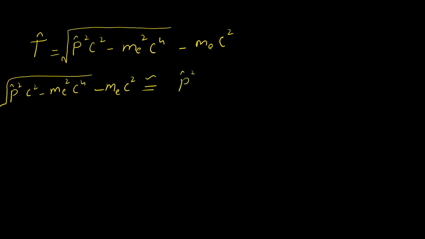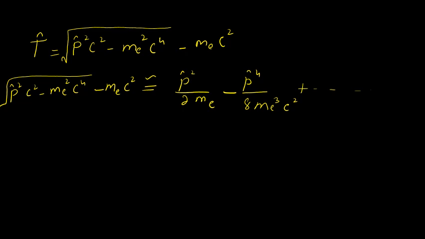is equal to P² divided by 2Mₑ minus P⁴ divided by 8Mₑ³C², plus higher terms and so on. We will ignore the higher terms, and only take up to P⁴.